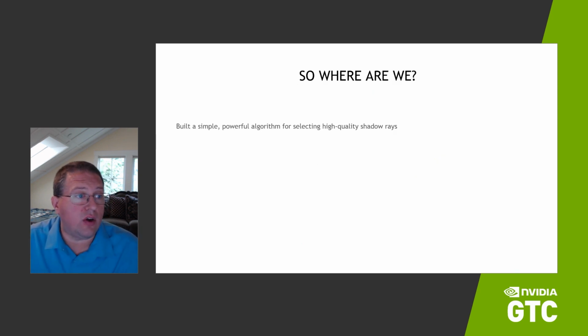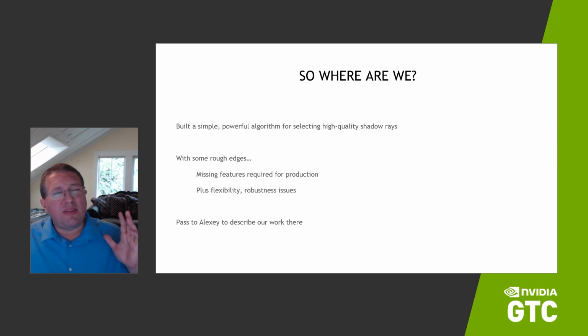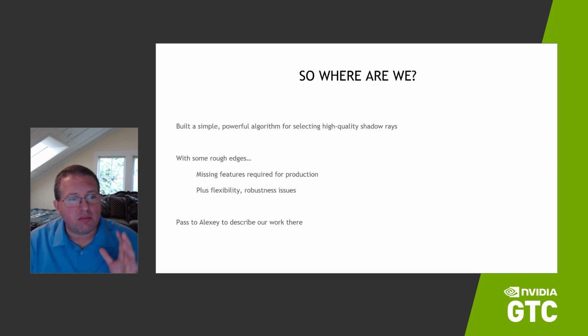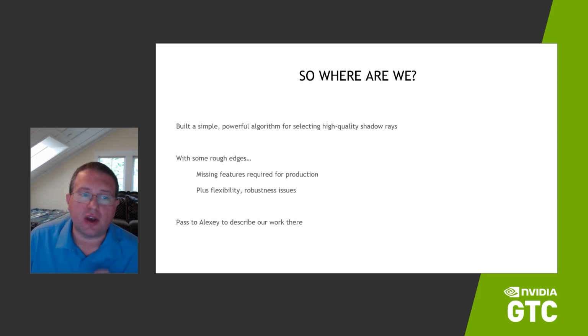So where are we now? Well, we've built a simple, powerful algorithm for selecting high-quality shadow rays. But it has some rough edges. We've got some missing features that are required for productization, and there's some flexibility and robustness issues. And now I'm going to pass it to Alexey to describe our work improving this to make it more feasible for integration in production.